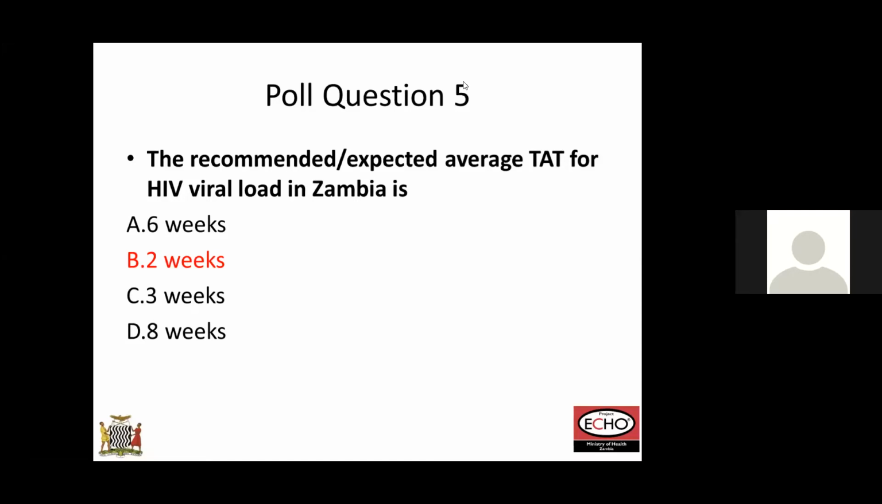And this one: the recommended and expected average TAT for HIV viral load. This is a bit of a trick question, isn't it? Because if I get mine in 6 weeks, I will write 6 weeks, because you guys are underperforming. As someone says, viral load is not good. We've taken note of that, but ideally it's supposed to be 2 weeks, and as laboratory services, we are working towards this.